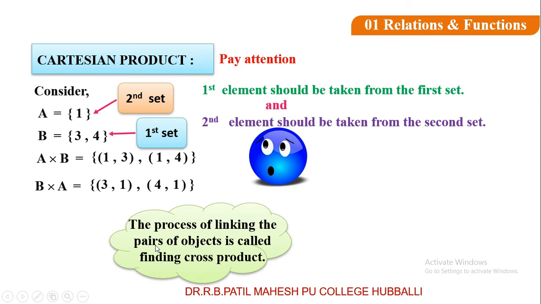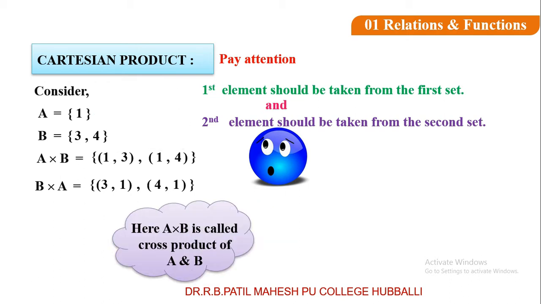The process of linking the pairs of objects is called finding the cross product. Dear students, the process of linking from A to B is A cross B. The process of linking from set B to A is B cross A. Here A cross B is called the cross product of A and B, and B cross A is called the cross product of B and A.